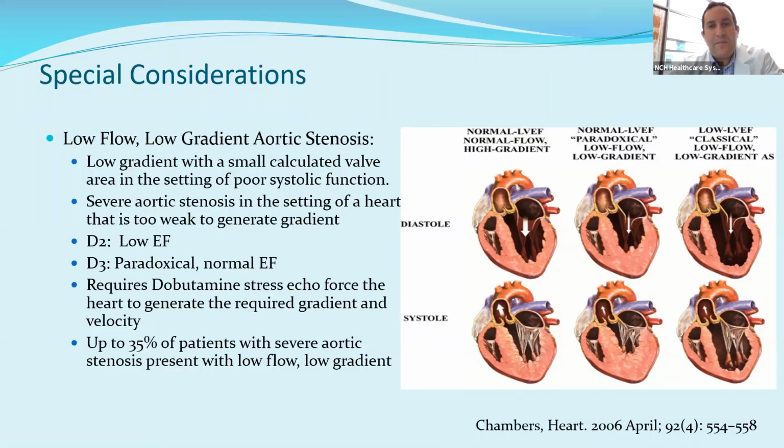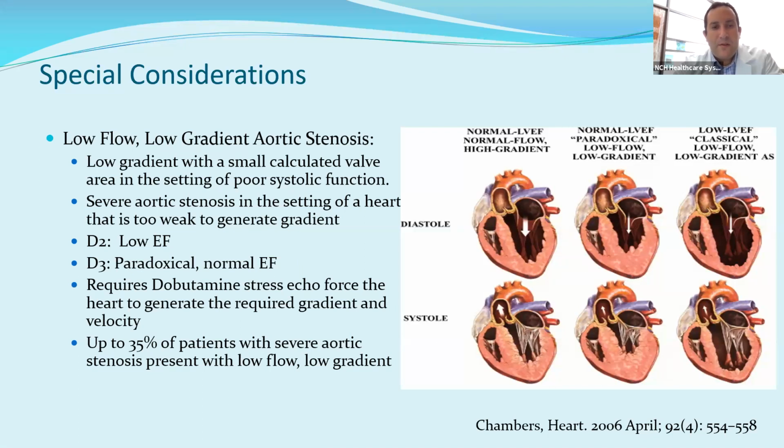Special considerations. I just mentioned something called low flow, low gradient aortic stenosis. And that's an important principle that really wasn't identified until the last 15 years. As I mentioned, aortic stenosis is generally classified by the flow velocity, or the speed at which the blood is coming out of the heart through the valve. And that assumes that the heart is functioning normally.